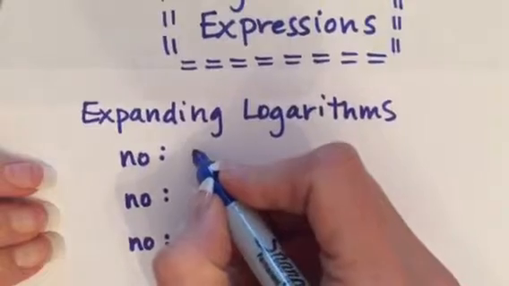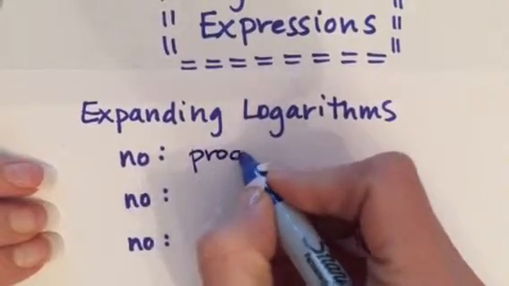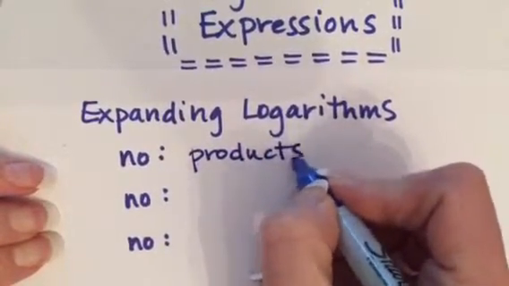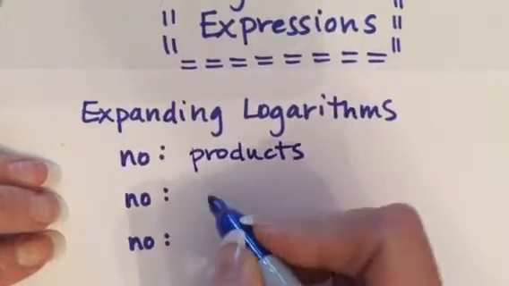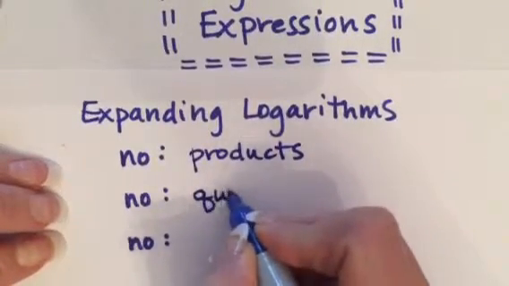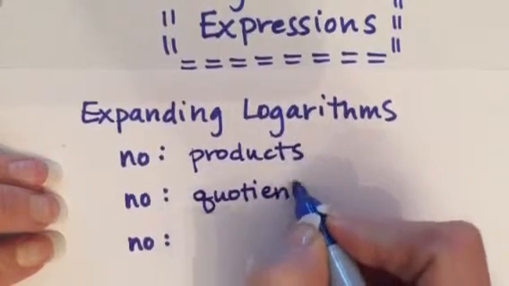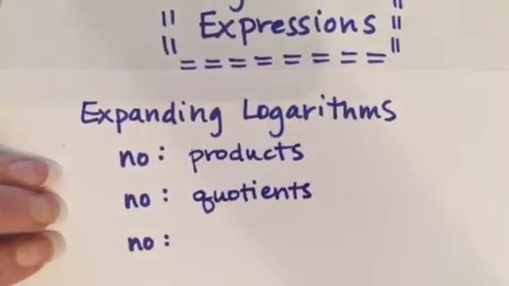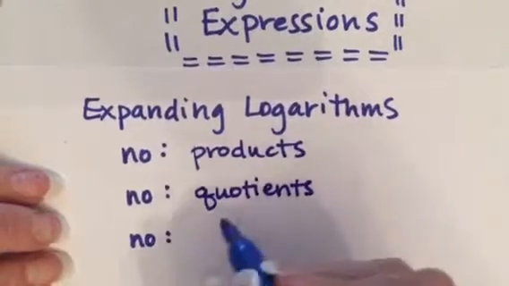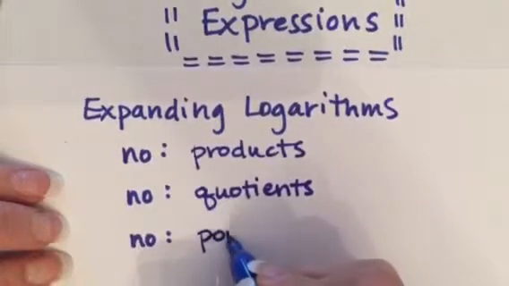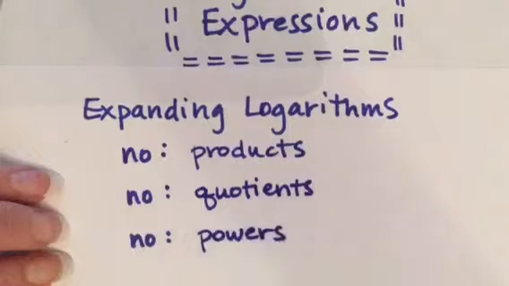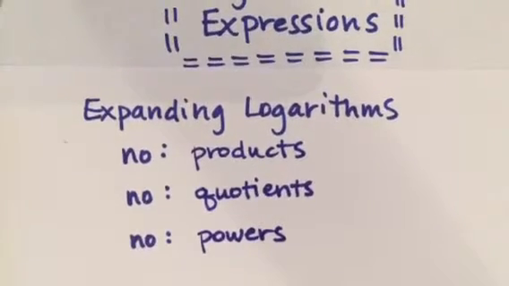to see. We do not want to see products in the arguments of our logarithms. We do not want to see any quotients in the arguments of our logarithms, and we do not want to see any powers. If we keep that in mind, we can decide if we are finished with our process or if we need to take it a step further. So we're going to look at 4 examples together.